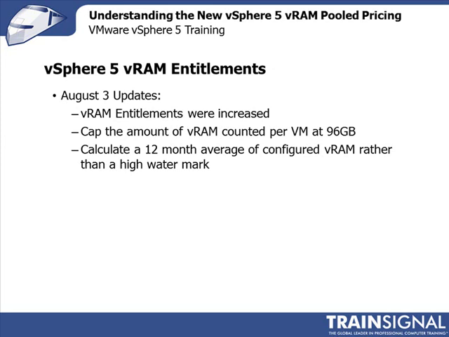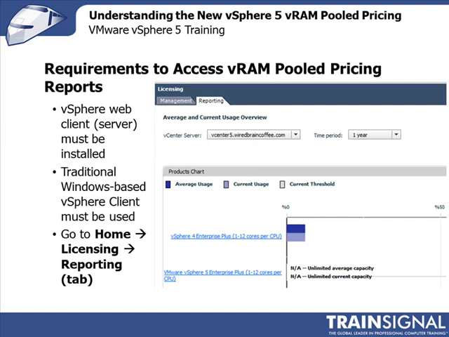So you should only be alerted, or it may just be that you're only violating your end user license agreement if your 12-month average of configured vRAM is exceeding your vRAM pool entitlement. And I really want to applaud VMware for listening to their customers and making changes to their licensing model so quickly. So how do you view how much of your virtual RAM pool is being consumed?